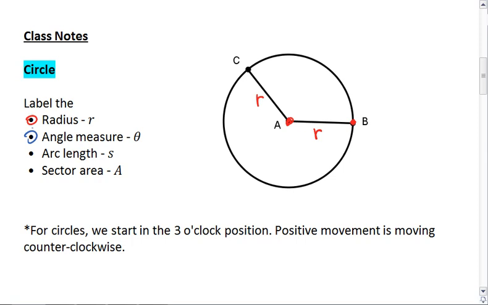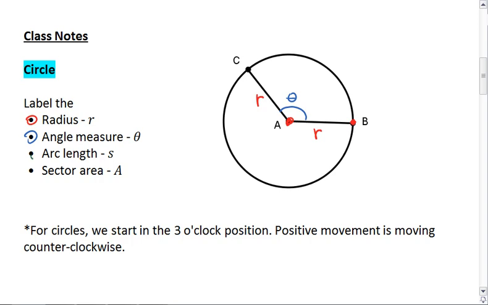Angle measure is this openness that's created with the two radii. So what I've marked here with this arc is an angle measure theta. For angle measure, we like to use Greek letters. We typically default to theta, especially if we're only looking at one angle. If we're looking at multiple angles, we might use other Greek letters such as alpha, beta, gamma, and so on.